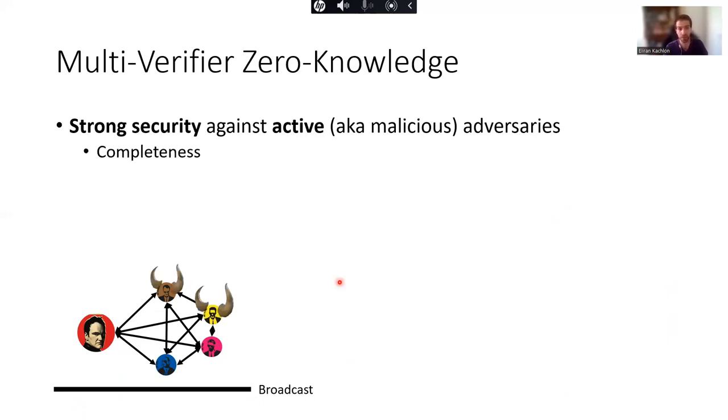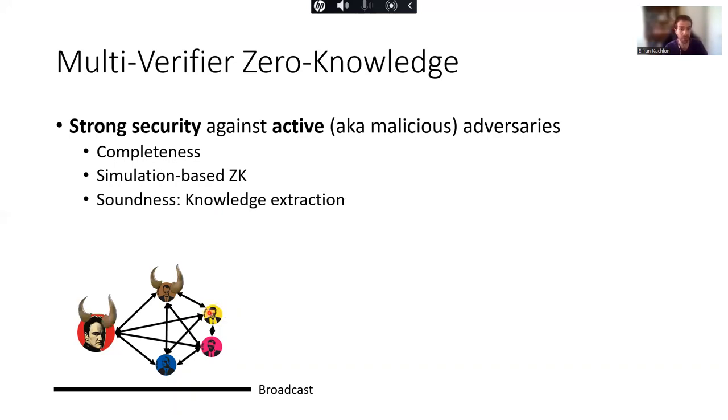And by strong security, I mean that we require a strong completeness notion, where an honest prover can convince the honest verifiers that the statement is true, even in the presence of corrupt verifiers. We also require simulation-based zero knowledge, which means that the corrupt verifiers have no information about the secret witness, and a strong soundness. Here, even if the corrupt prover colludes with some of the verifiers, he still cannot convince the honest verifiers that the false statement is true. We also require knowledge extraction, which means that if the honest verifiers were convinced that the statement is true, then the secret witness can be extracted from the joint view of the honest verifiers.